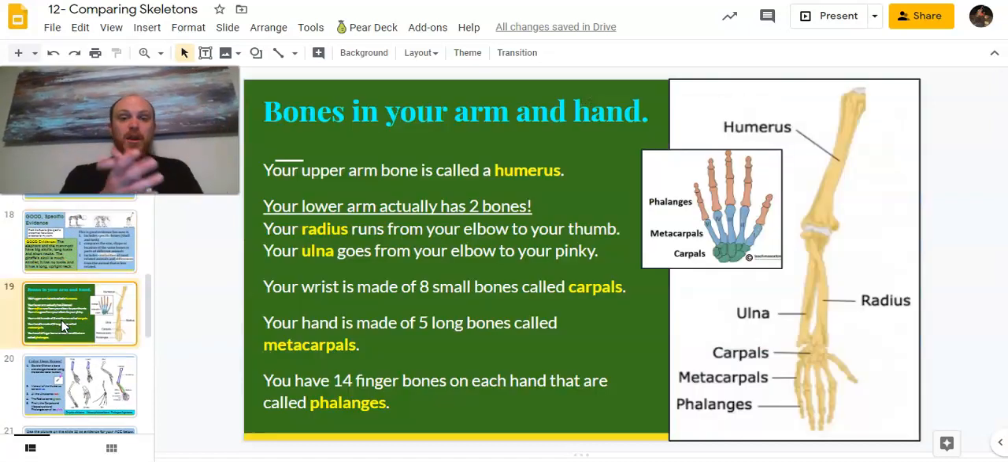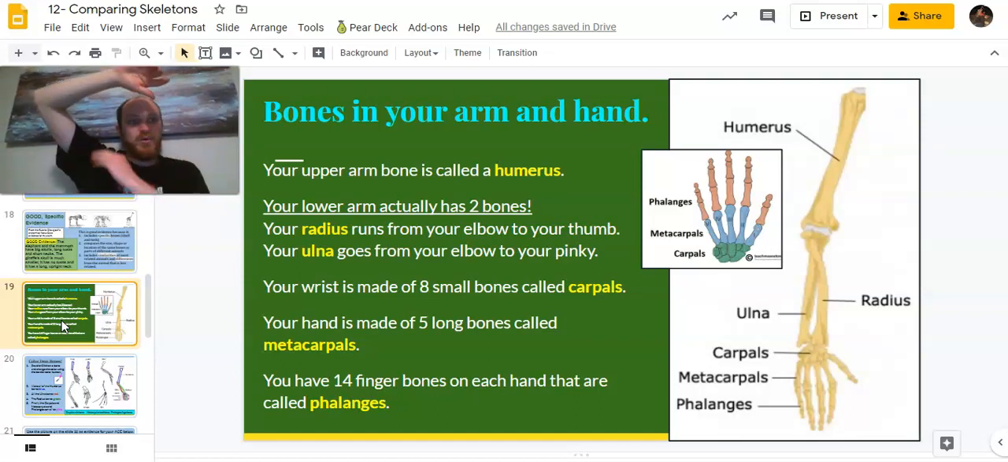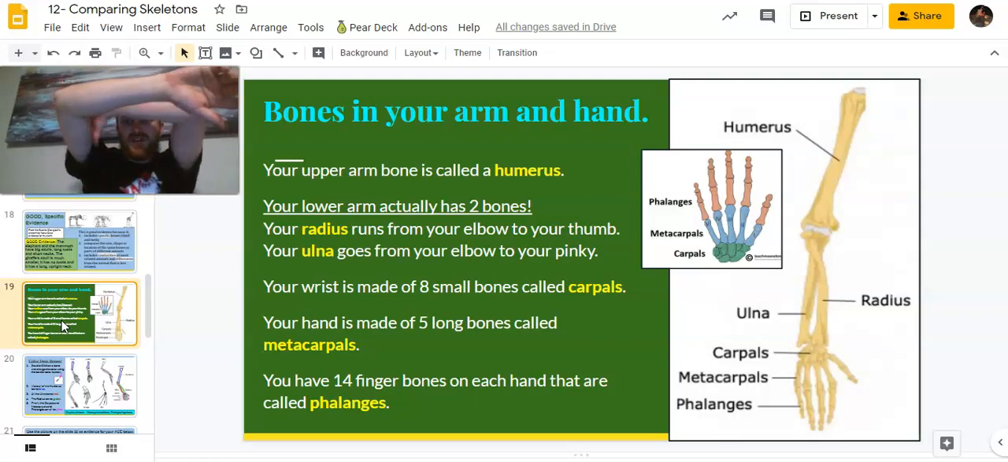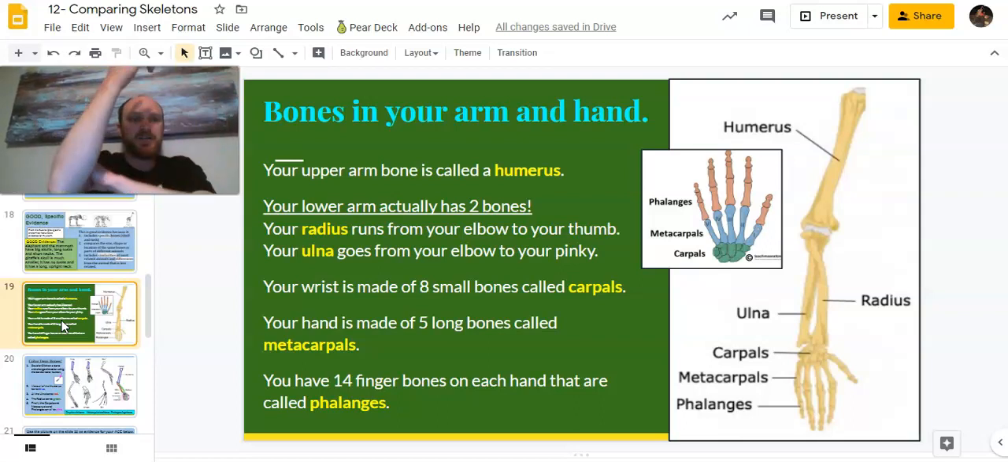Okay, real quick, a primer about the bones in your hand and your arm. We're going to need to know this for today. You have a humerus. This is your humerus, your upper arm bone. Go ahead and touch it while I'm talking about it. You have one bone in your upper arm. It's called the humerus. Not your funny bone.